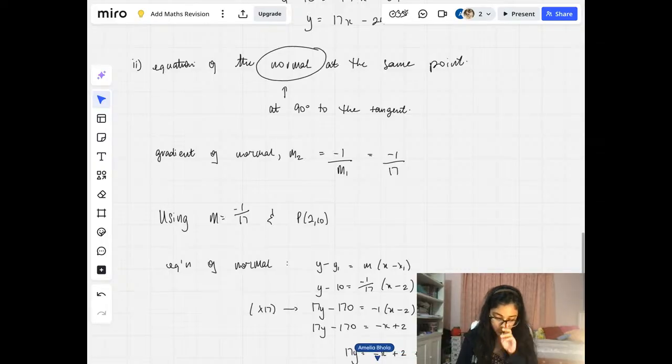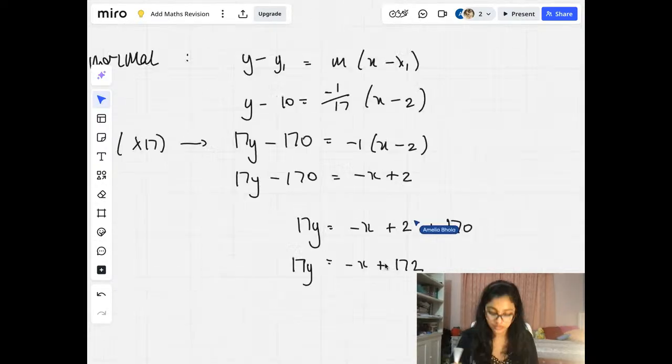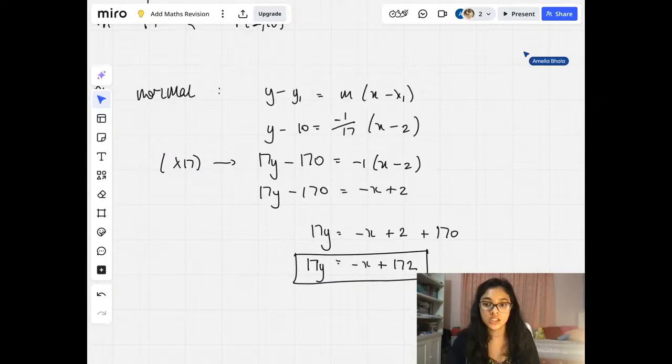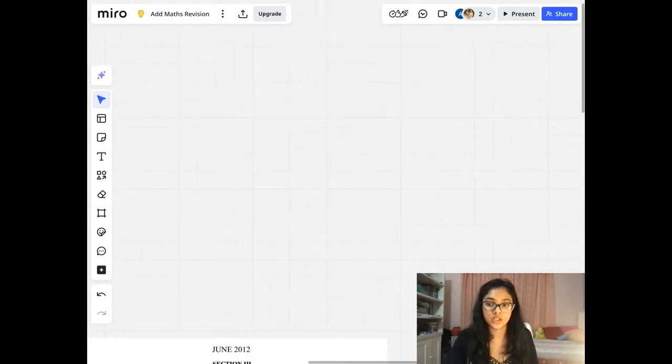And this is the equation of the normal. Next question.